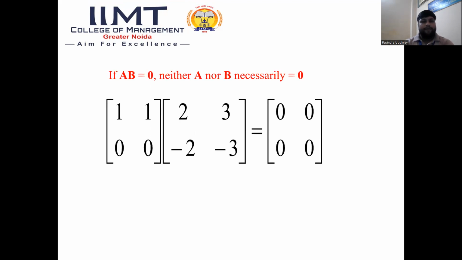Second, if AB equals 0, then A or B is not necessarily 0. That means if the product of two matrices is 0, it is not necessary that one matrix is 0; it may or may not be. We clarify this with an example. The first matrix is 1, 1, 0, 0, and the second is 2, 3, minus 2, minus 3. When we multiply the two matrices, we get 0, 0, 0. That means neither A is 0 nor B is 0.